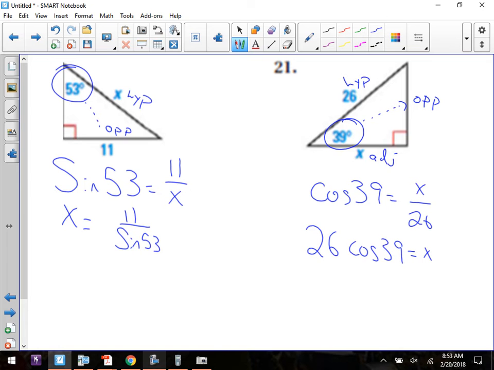Now, did you guys have sine for the first one and cosine for the second one? You guys have it written out just like that? From here, it's just a matter of pressing some buttons. So 11 divided by the sine of 53. You guys get 13.77?